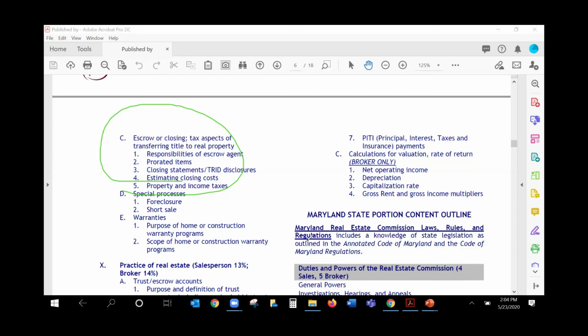So RESPA section 8 says no kickbacks. So what does that mean? If I'm friends with the title company and you use that title company, the title company cannot give me a referral fee or a kickback. That's not allowed in real estate. Section 9, seller cannot say which title company you have to use.